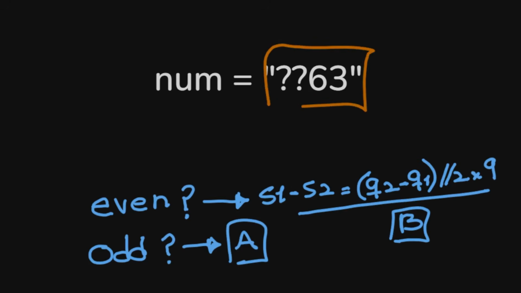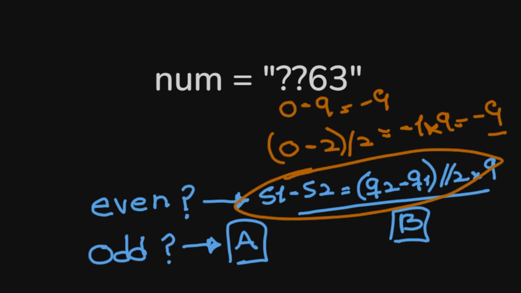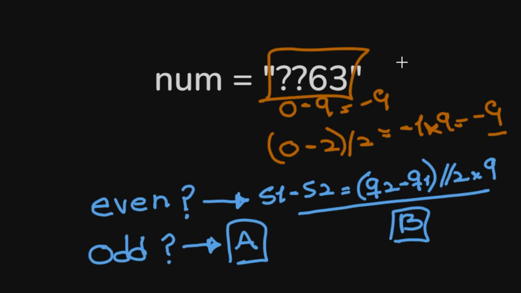So if we're given this input, for example, we can take the sum of the first half, 0, minus the sum of the second half, 9. The result is minus 9. And now we need to check if this is equal to q2 minus q1, meaning 0 minus 2, divided by 2. This is minus 2 divided by 2, which is equal to minus 1. And this times 9 is equal to minus 9. Minus 9 is equal to minus 9. So with this formula, we are handling this opposite scenario also.